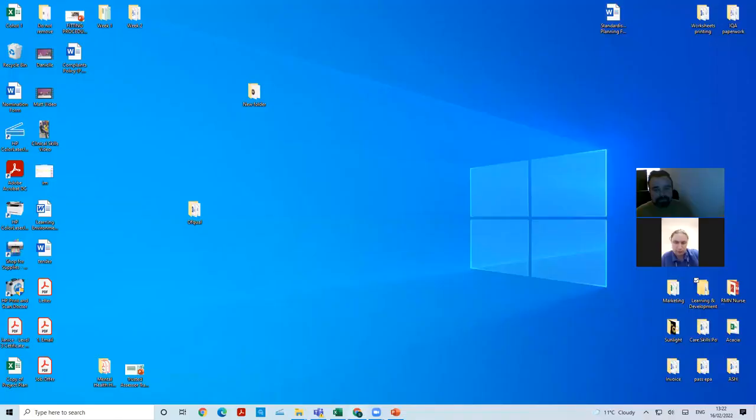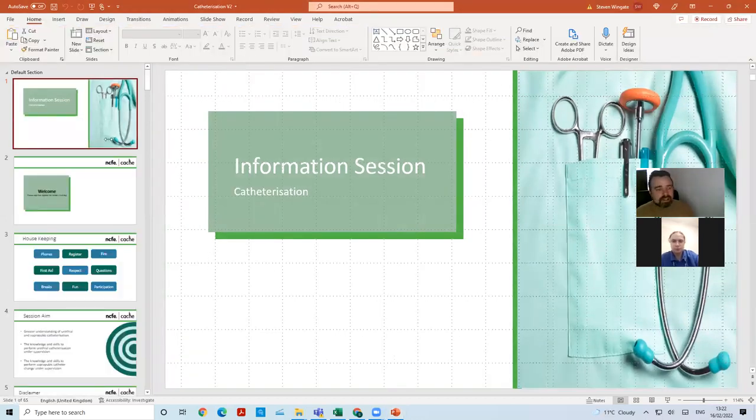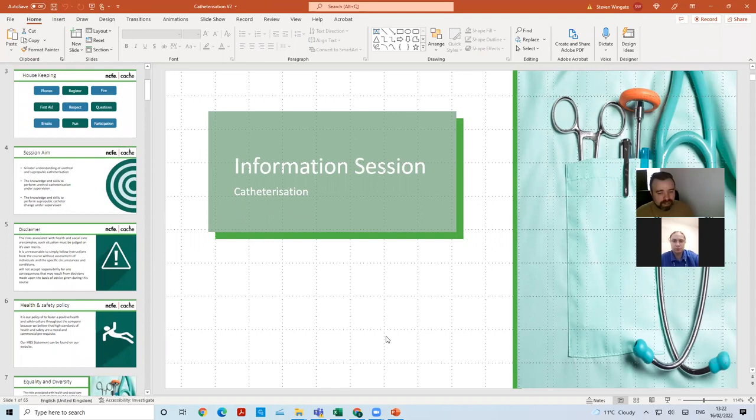So with that all said, we're now going to move on to catheter care. Hopefully, can you see the catheter care one there? Can you see catheter care on the screen? Yeah. Okay. Yes.